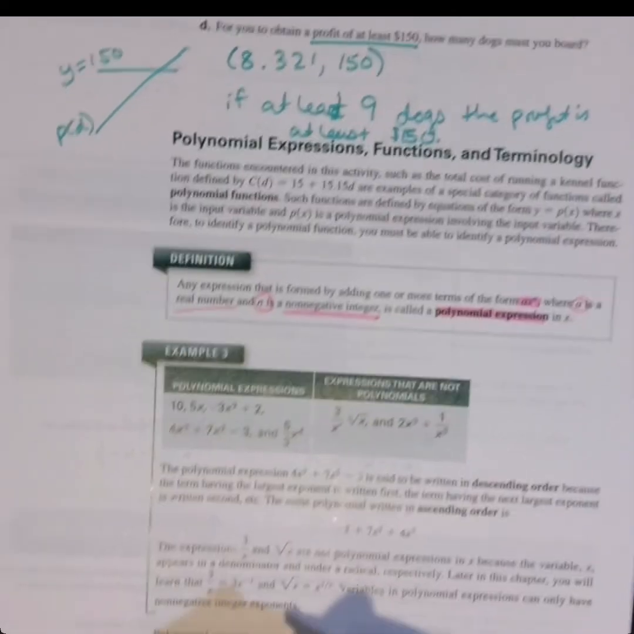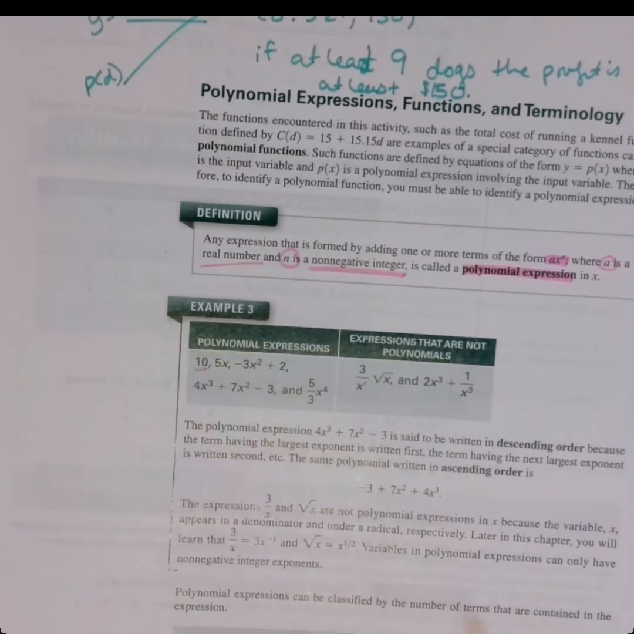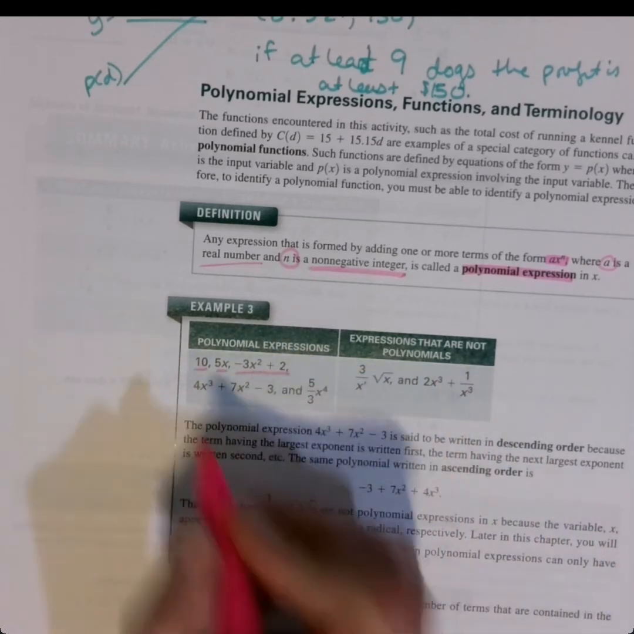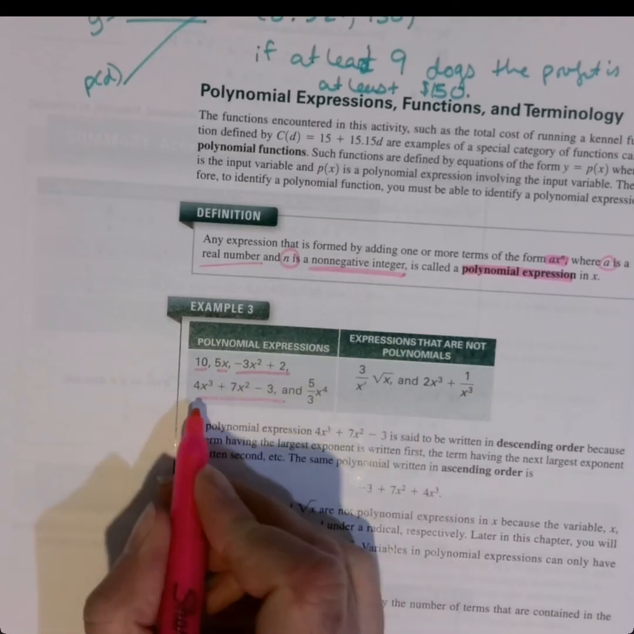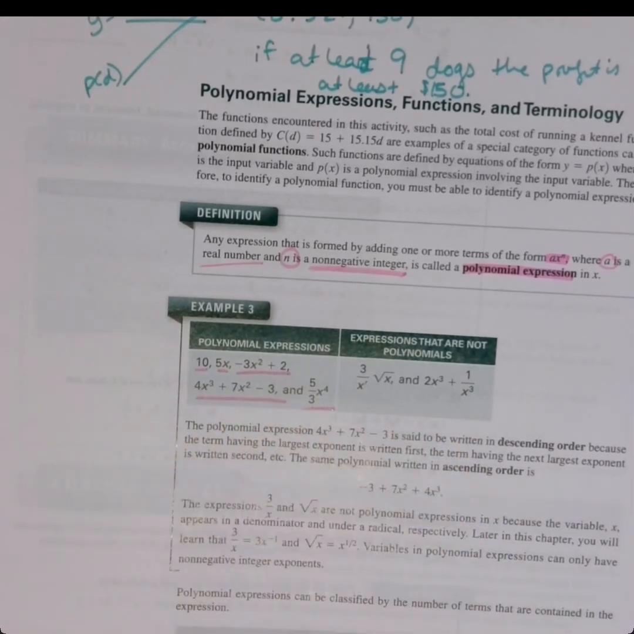So we can see in the example that there's a couple different polynomial expressions here. 10 is a polynomial expression, or 5x, that's a polynomial expression. Or you could have some that have multiple terms, like negative 3x plus 2, and 4x to the third plus 7x squared minus 3, or 5/3 x to the fourth. Those are all polynomial expressions.